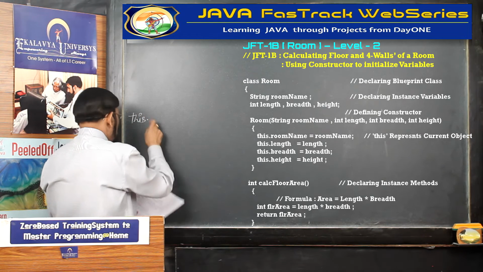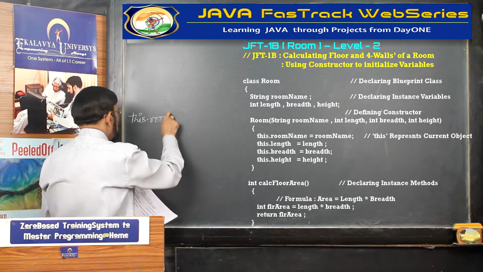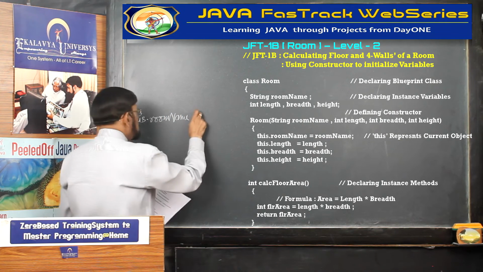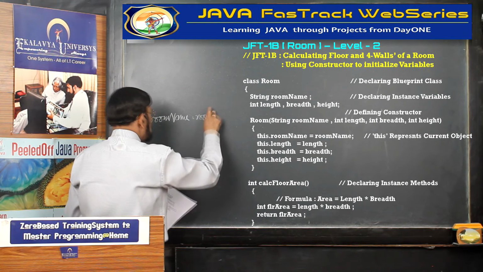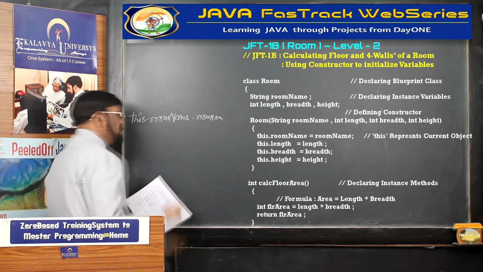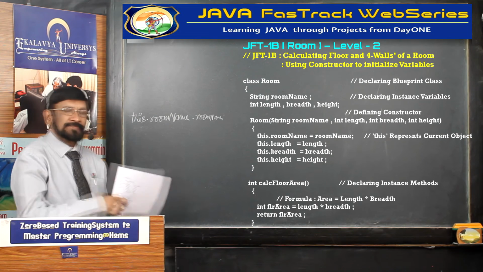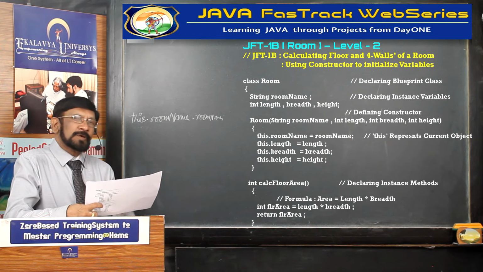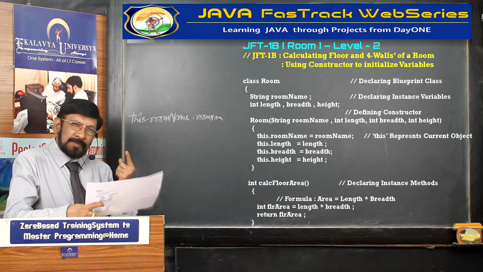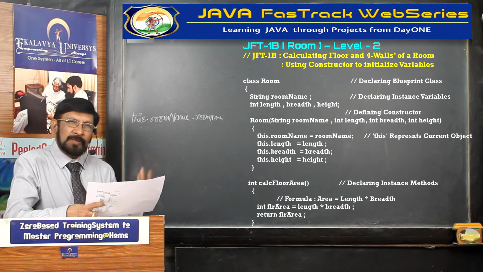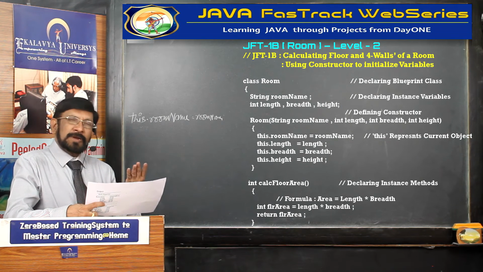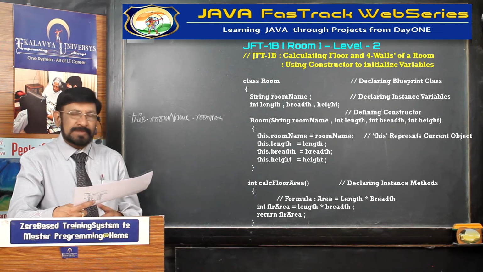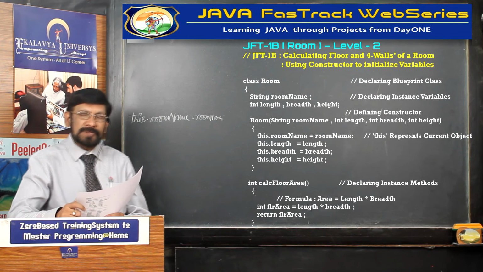This room name is room name. See, you have to understand this meaning. What is this? Actually, this constructor we are using for all objects of the room. We may not define only one object. We can define a number of objects. In this case, we may define a drawing room, a study room, a bedroom, a kitchen room. Like that, different types of objects we create.